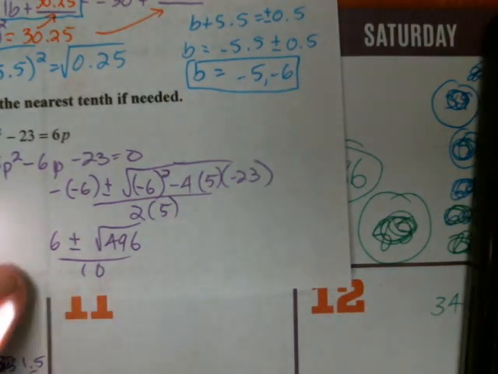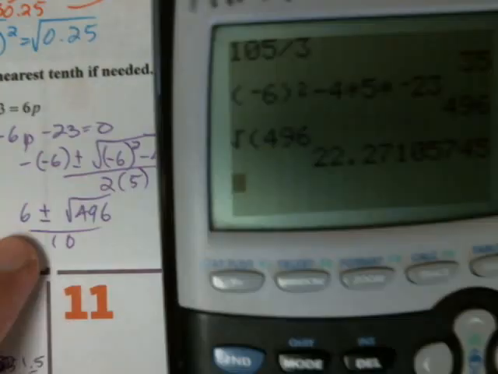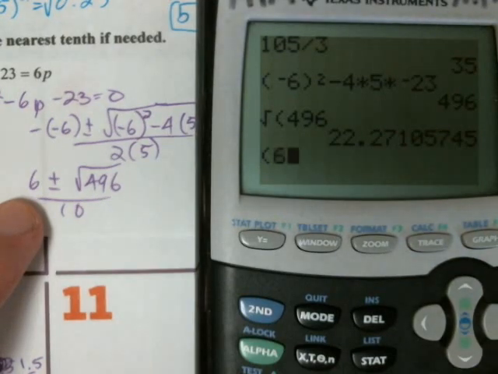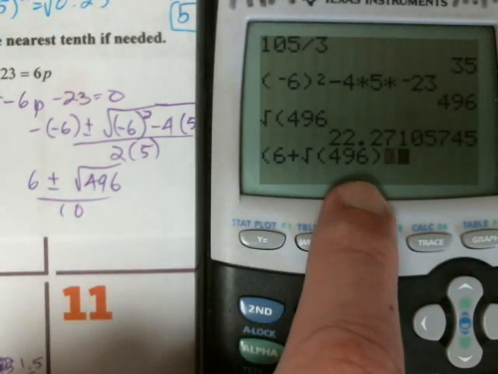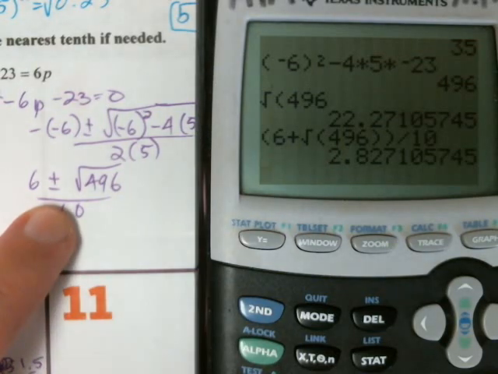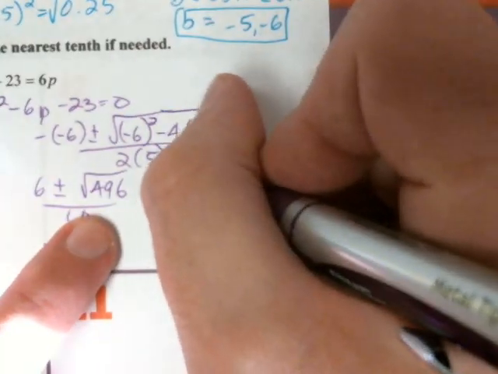Now, the square root of 496 is not a perfect square, okay? It's some number. So what I need to do on my calculator is I can do 6 plus the square root of 496. I need two sets of parentheses for my calculator, and then I'm going to divide that by 10. So one of my answers is 2.8, and then I need to do parentheses 6 minus the square root of 496, two parentheses divided by 10, and I get that number. So I get 2.8 and negative 1.6.